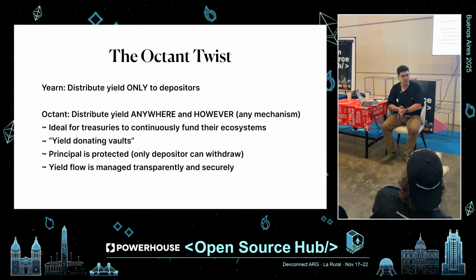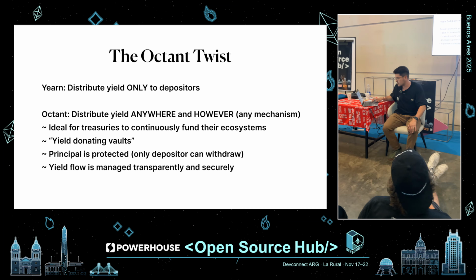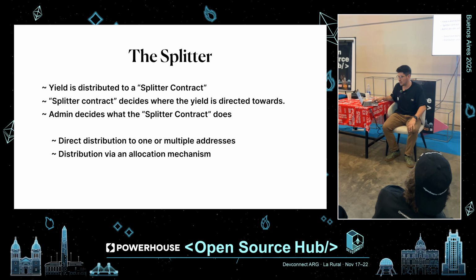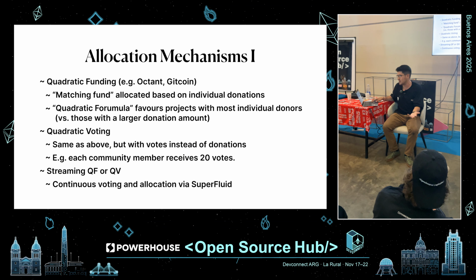And some other DAOs have already passed proposals to use it to fund their own ecosystems and keep fostering open source. The benefits are that your principal, the initial investment, is protected, and the yield is managed very transparently, without any capture risks on the initial investment from different ecosystems. And for allocation mechanisms, as I mentioned, the yield goes to a splitter contract, and the admin of the splitter contract can decide which mechanism is used.